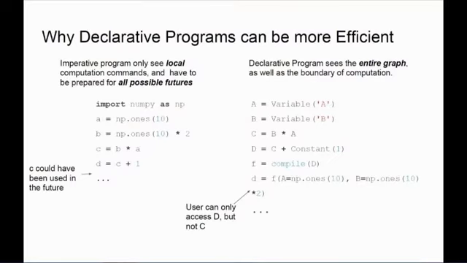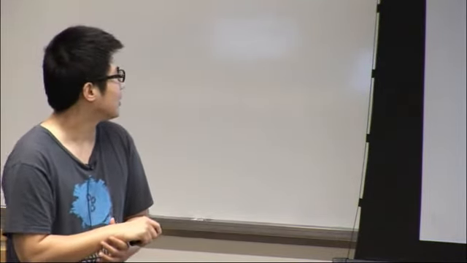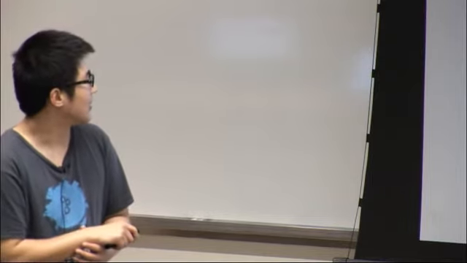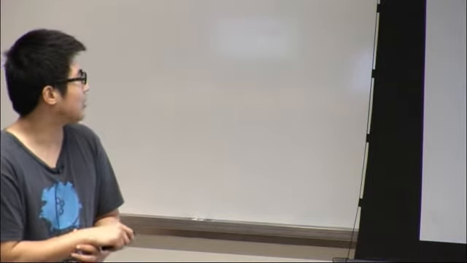Another key property is that the imperative program needs to be prepared for all the possible futures. Say that you are writing this program in a Python console. When you write to this point, the imperative program doesn't know whether C will be used in the future or not. So it cannot directly reuse memory. Of course, the Python garbage collector can reuse them if it gets recycled. But this is somewhat limited in the sense of deep learning, for which we'll give a more detailed example in the next slide.